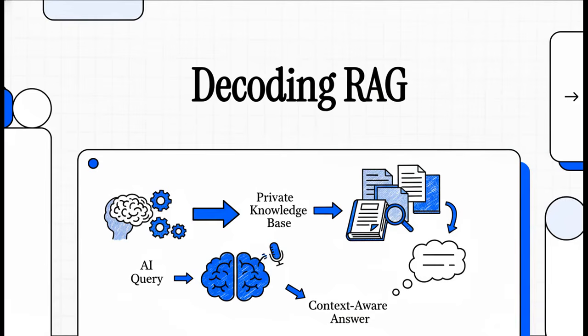All right, you've probably heard this term RAG getting thrown around a lot lately. It stands for Retrieval Augmented Generation, and honestly, it's the key to solving one of the biggest headaches in AI today. So we're going to decode exactly how RAG is teaching AI to give answers based on actual facts, not just making stuff up. Let's dive in.